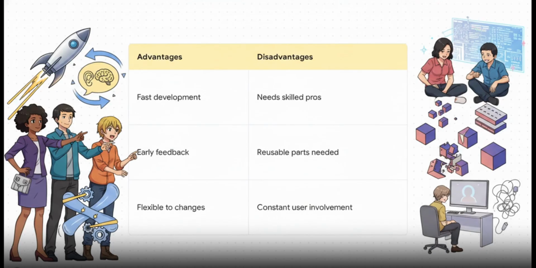The advantages are pretty awesome. You get what it says on the tin, super fast development. You get feedback early and often, and you can pivot on a dime when things change. But the disadvantages are real, and you gotta pay attention to them. First, this is not for a junior team. You need skilled, experienced pros who can build fast without making a mess. It also really helps if you already have a bunch of reusable code ready to go. And here's the big one. If you don't have users who are committed to being involved constantly, the whole thing just falls apart. It grinds to a complete halt.